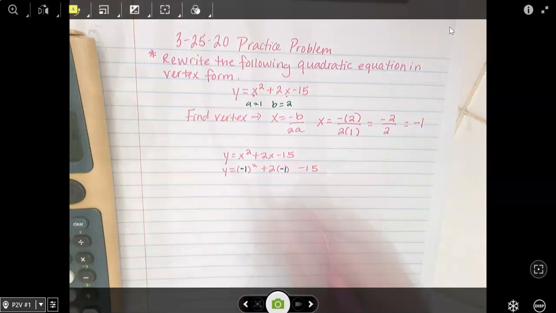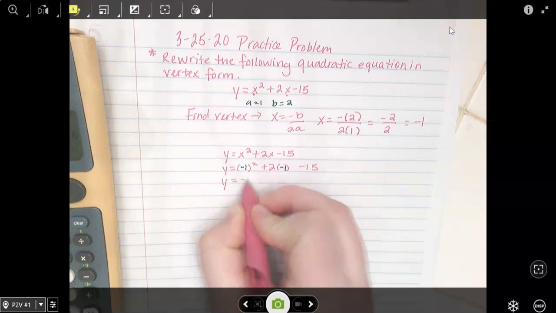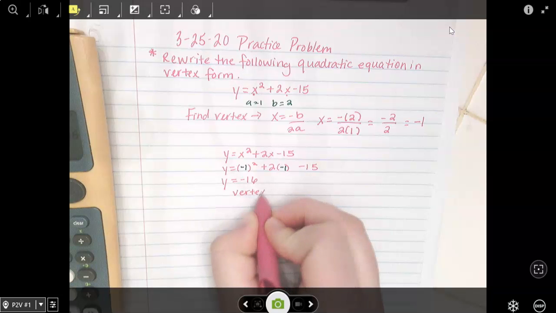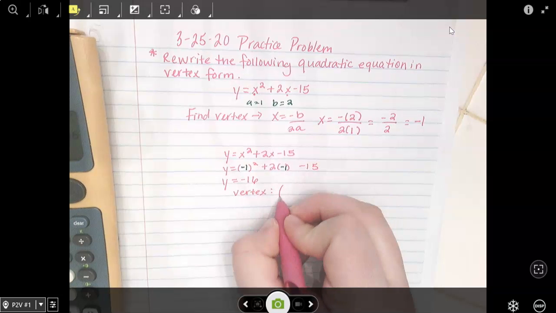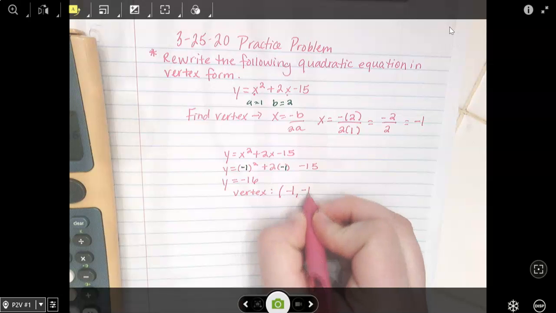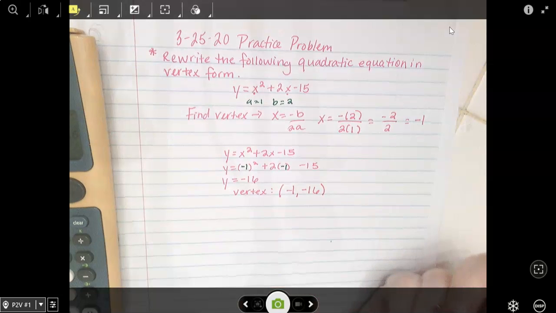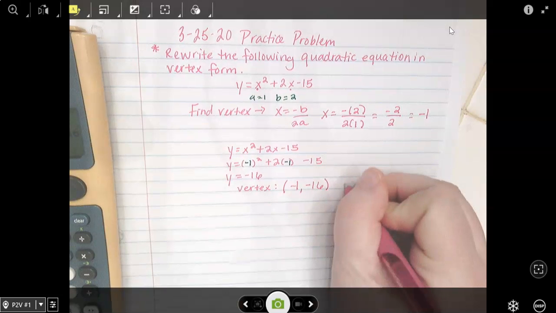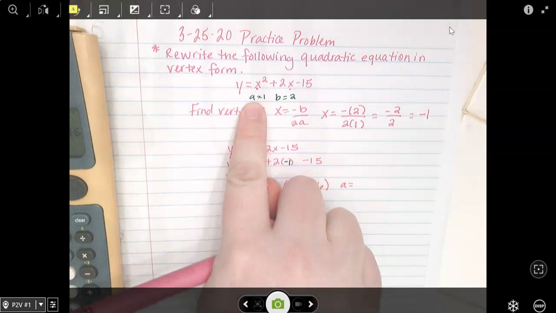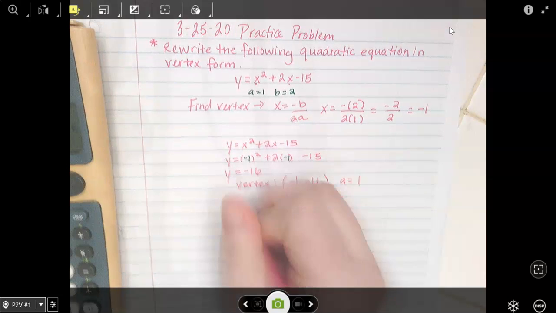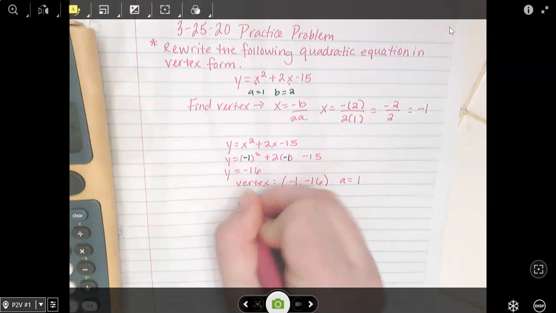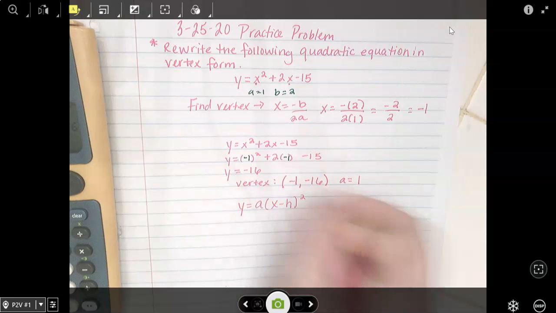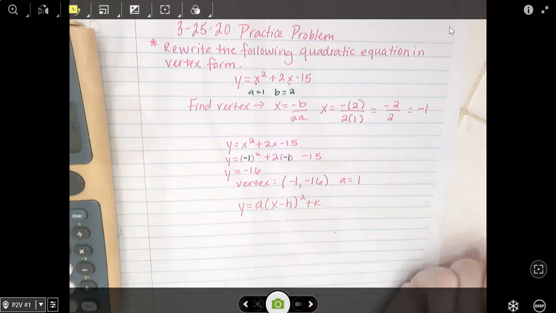Okay. So y equals negative 16. So your vertex is negative 1, negative 16. Now that you know that, you can plug that into vertex form. And your a was just 1. Vertex form, y equals a times x minus h squared plus k.